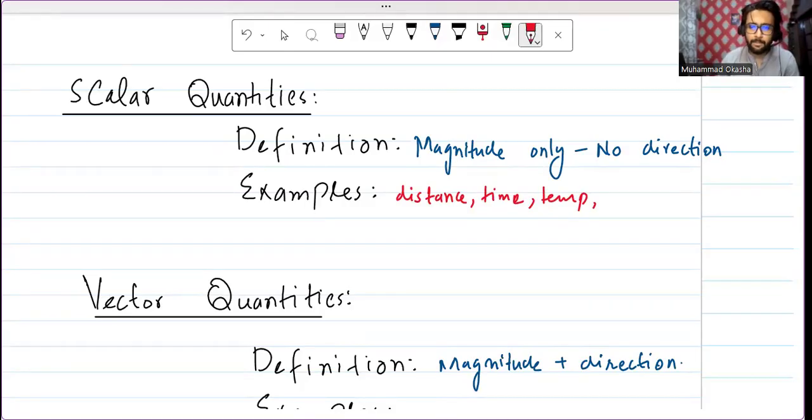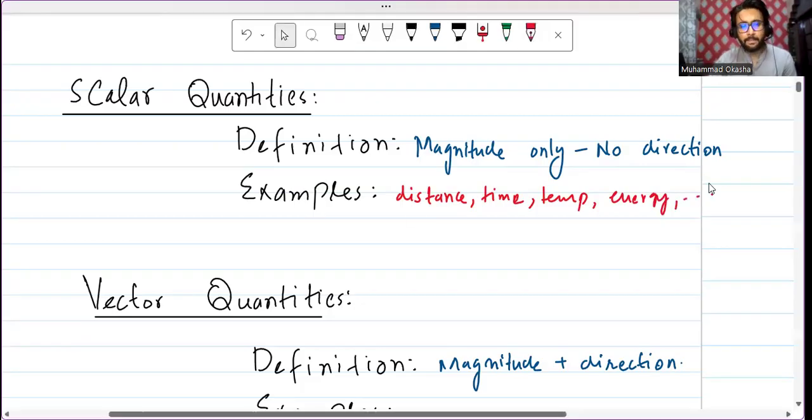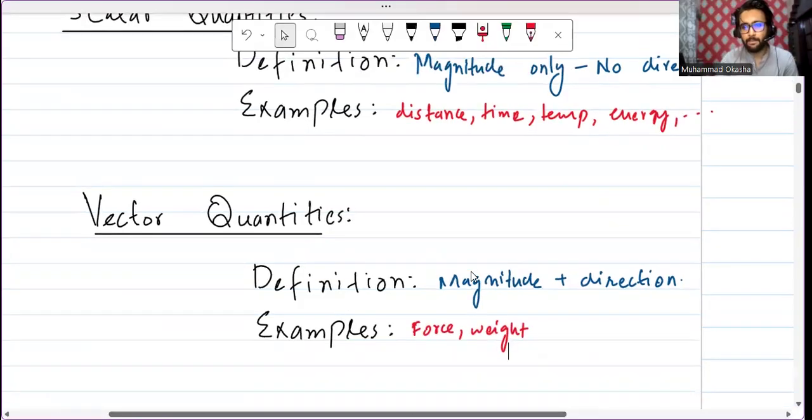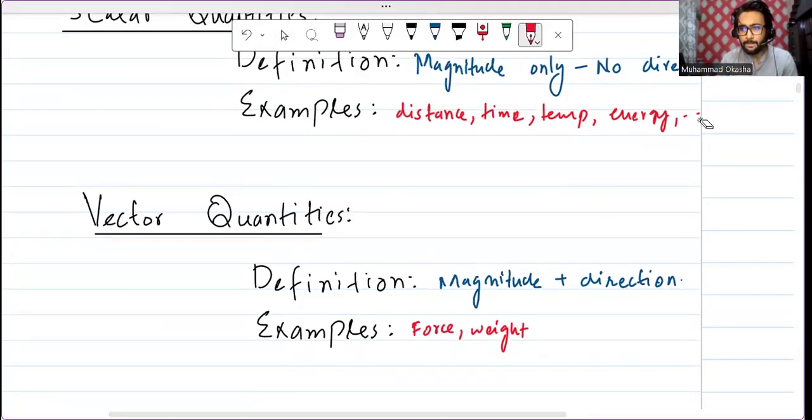Distance, time, temperature, length. I mean, length would be the distance. Length and distance are the same. Energy, that is one, and so on. There are a lot. And we have some vector quantities. For example, force is a vector quantity, right? Weight is a vector quantity. By the way, speed is a scalar quantity as well. We have speed as a scalar quantity.